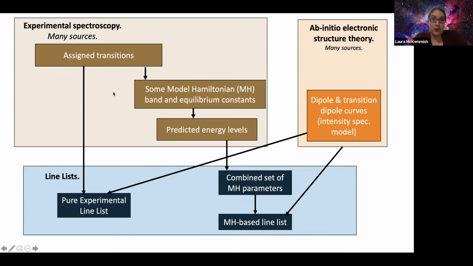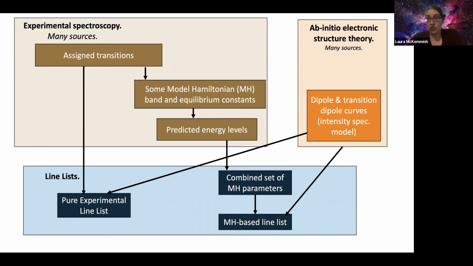So with experimental spectroscopy, you can use the assigned transitions in the intensity model and just get a purely experimental line list. That won't be very complete, but it will be highly accurate where it's available. To make it a little bit more complete, what you can do is, based on your assigned transitions, you fit model Hamiltonian band and equilibrium constants, you predict energy levels, you combine lots of different papers so that you've got lots of different sources of information. So you've got one set of model Hamiltonian parameters, and then you can create a model Hamiltonian based line list.